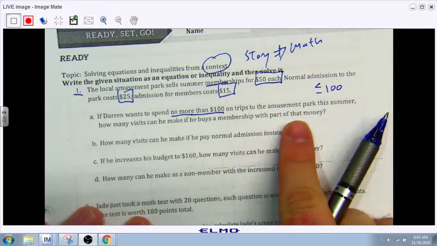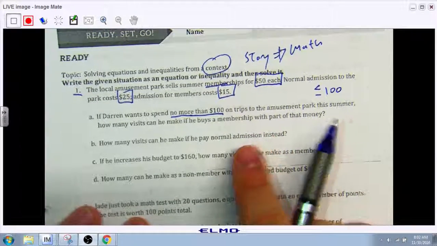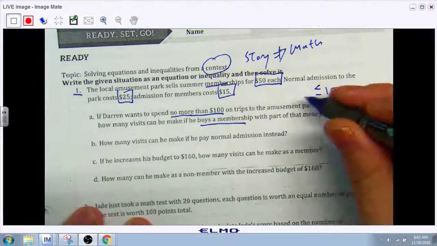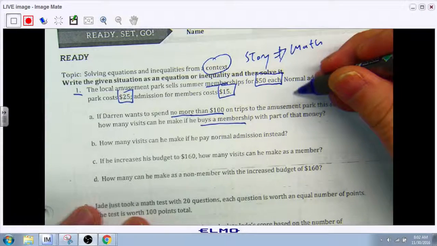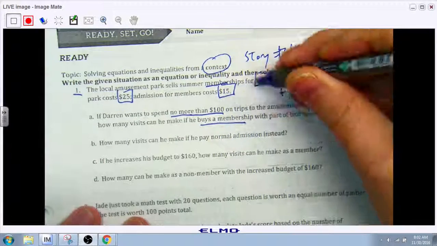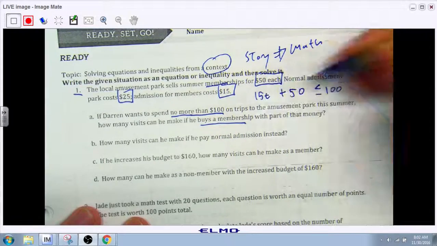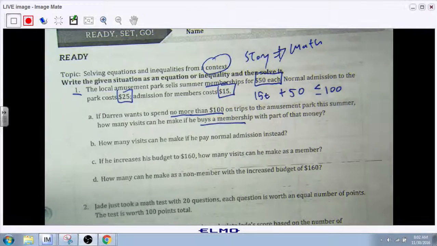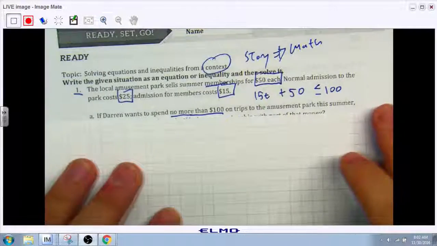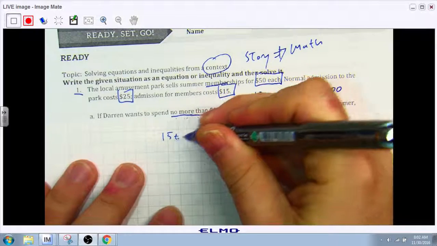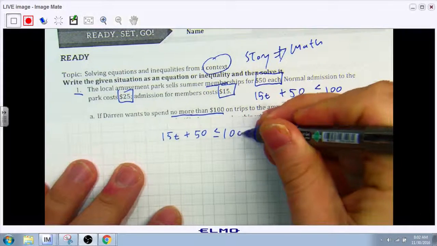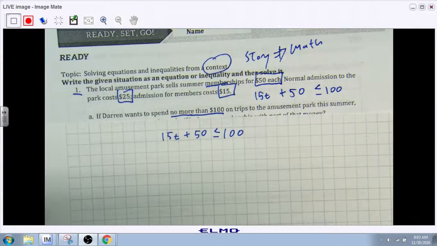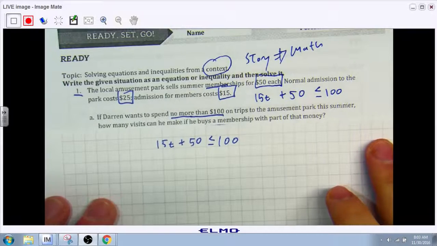On trips to the amusement park this summer, how many visits can he make if he buys a membership with part of that money? Okay, so with part of that money, he's going to buy a $50 membership, and he's going to add to that $15 per trip. So that pretty much sets up our equation. We have 15 per trip plus the $50 membership, and that's all got to be less than or equal to $100.